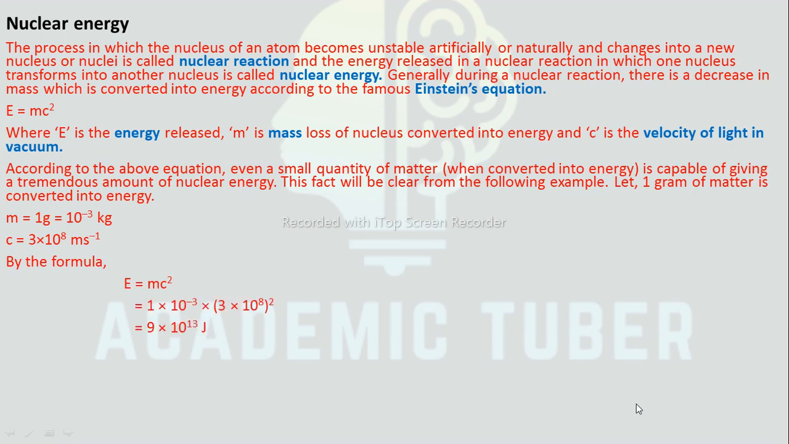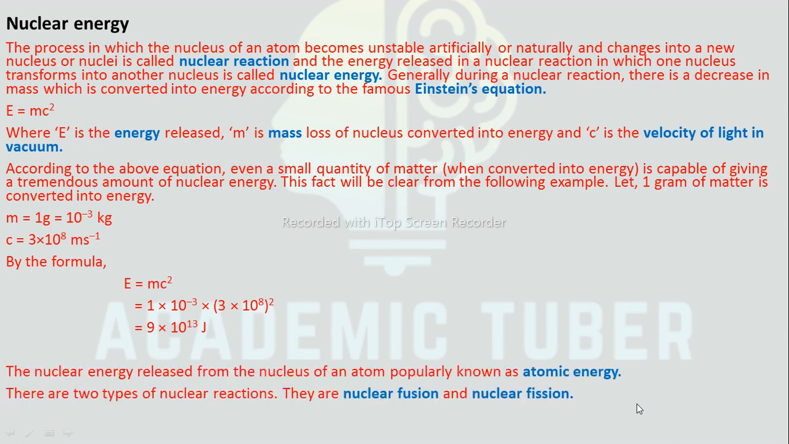The value of m, mass, is 1 × 10^-3, and that of c, velocity of light, is (3 × 10^8) whole squared. So we get 9 × 10^13 joule, which is a tremendous amount of energy. That means from 1 gram of matter we will be able to produce 9 × 10^13 joule of energy. The nuclear energy released from the nucleus of an atom is popularly known as atomic energy.